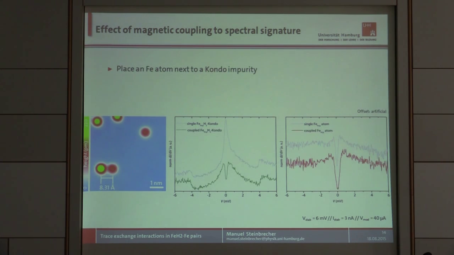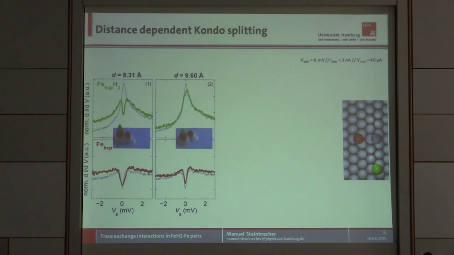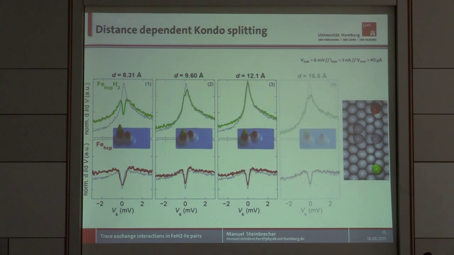When we bring them closer together here at a distance of 3 lattice sites, we find a huge splitting of the Kondo resonance of roughly 500 microelectron volts, and also the excitation on the iron atom shows a shift to larger energies. And these measurements we performed for different pairs at different distances.